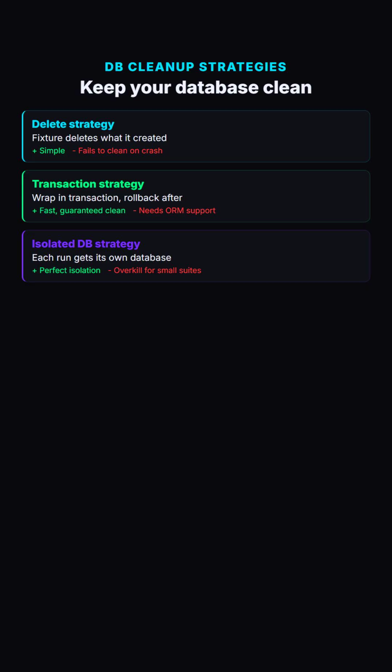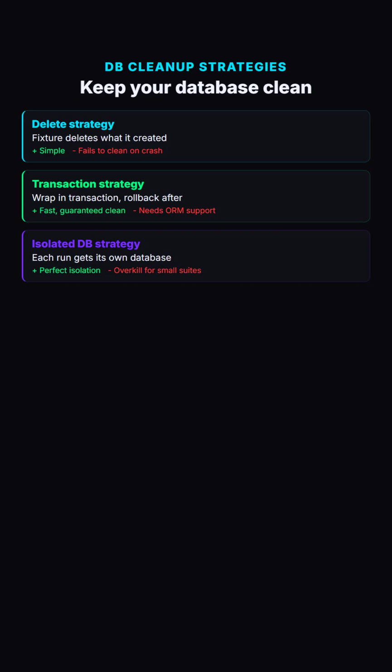There are a few cleanup strategies, each with trade-offs. The delete strategy, your fixture deletes what it created after the test. Simple. Works everywhere. But if a test fails mid-run, the cleanup might not execute. Use yield in your fixture to ensure cleanup runs even on failure.